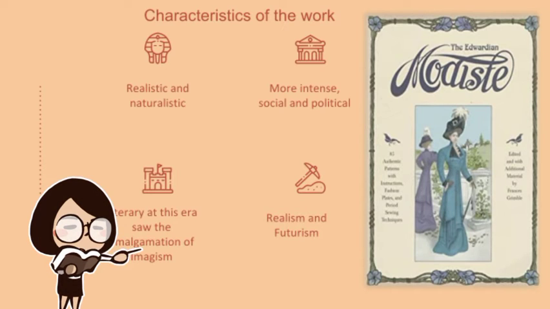And the next one is the characteristics of literary work at this time. The first one is realistic and naturalistic, and the second one is more instant, social, and also political. The third one is literary. This era saw the amalgamation of imagism, and the last ones are realism and also futurism.